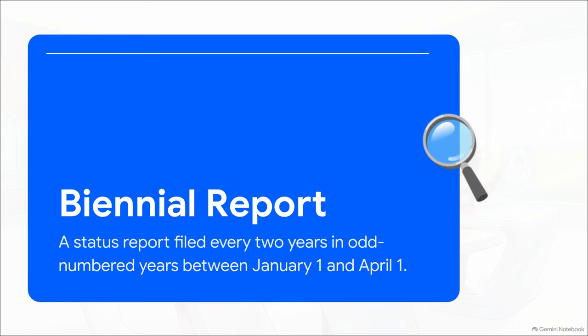You might be wondering, what's the deal with this biennial report? Well, Iowa uses a biennial system, not an annual one. This means entities only have to file a status report every 2 years, specifically in odd-numbered years between January 1st and April 1st. Missing this uniquely timed deadline is, hands down, the most common reason businesses fall out of good standing in Iowa.